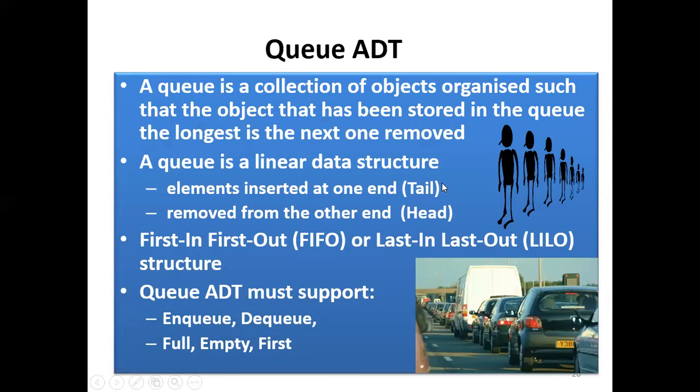Now let's look at the queue abstract data type. The queue abstract data type is a collection of objects organized such that the object that has been stored in the queue the longest is the next one to be removed. So this is like a queue.